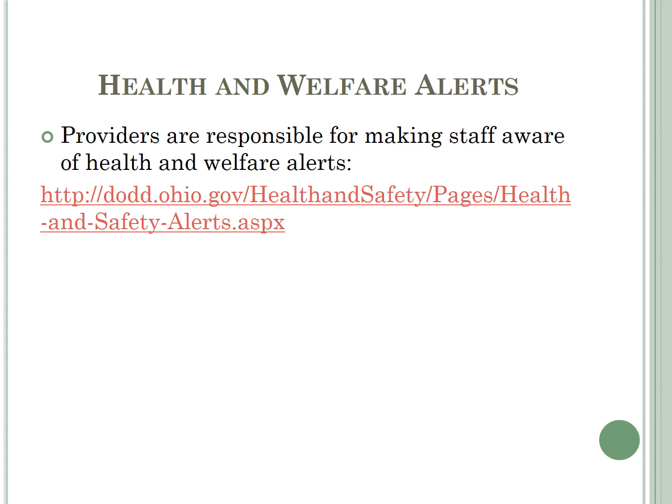In addition to what we just talked about, providers are also responsible for making staff aware of health and welfare alerts, and those are located on the state website. And if it's the first training, the initial training, you would just want to go over the health and welfare alerts up until that point. And then if it's the annual training, you'll just want to go over the health and welfare alerts that took place from the time of last year's training up until the present.